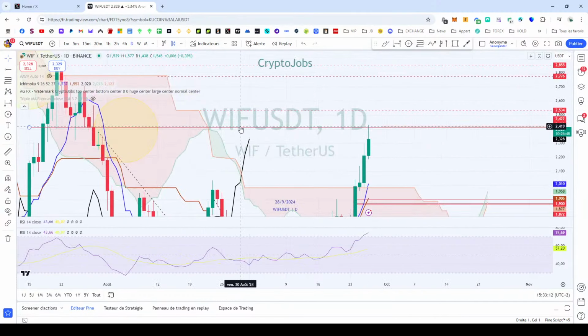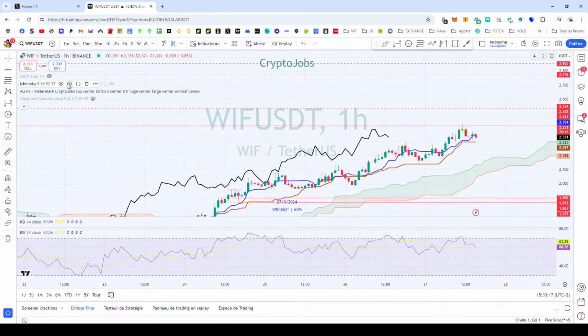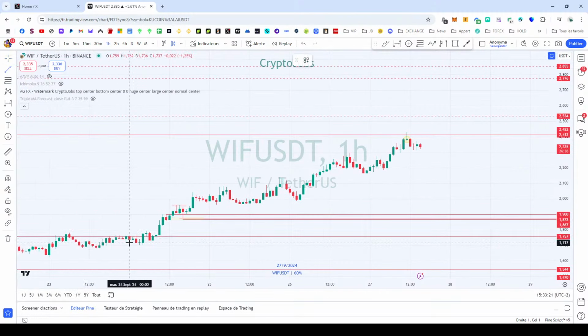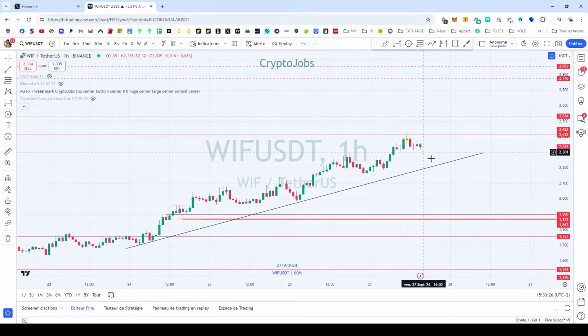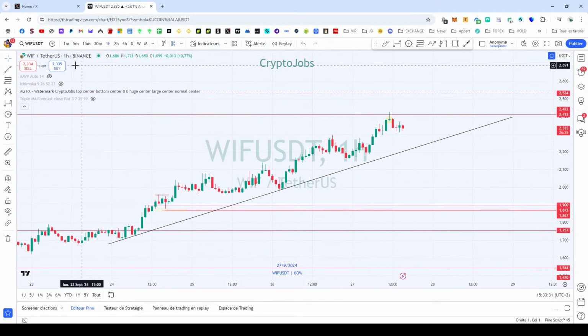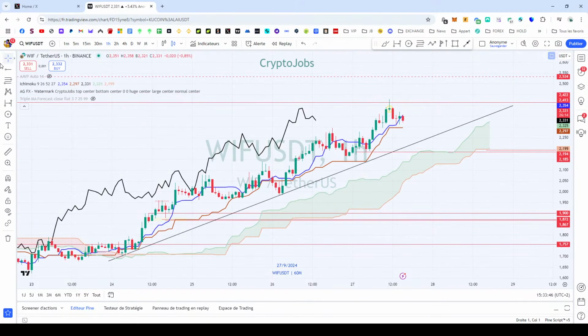On the daily it's still pretty strong, so I know the correction will not be strong, but in the short term you should be cautious if you enter right now. As long as prices are above this uptrend, I won't try to short. You also have the Kijun level here and the SSA level right there, which can indicate potential support for the next level.